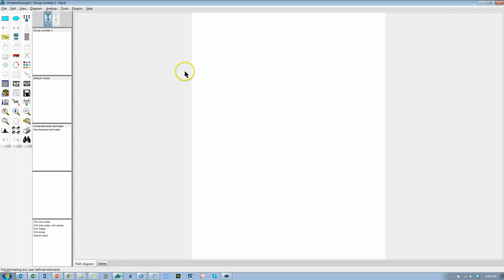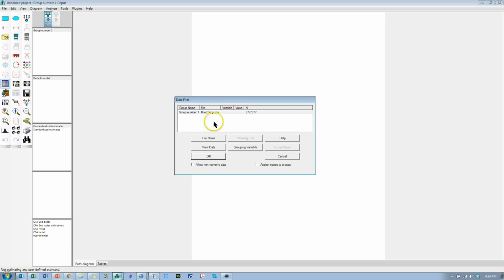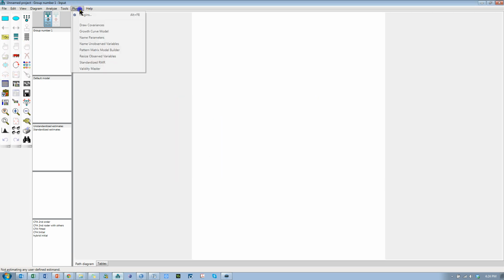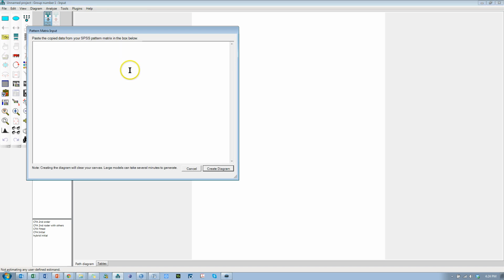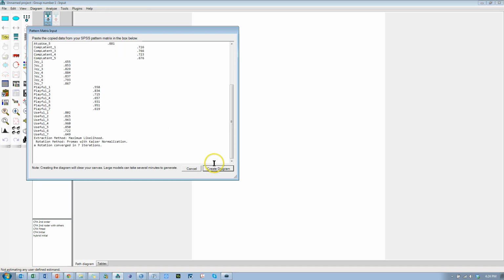Go over to Amos. If the data is currently loaded, which it is, hit Plugins, Pattern Matrix Model Builder, and just paste it in there with Control-V, and create diagram. Please work. I've never had it not work. It works beautifully. Yay!